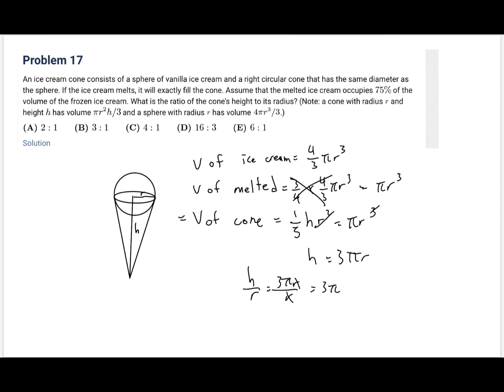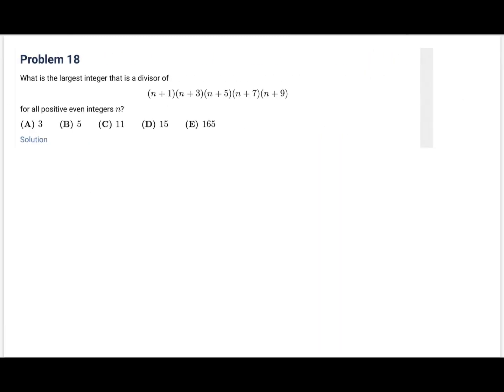Sorry, I forgot to put the pi in the volume of the cone here. So it's 1/3 pi h r squared because the bottom will be a pi r squared, right? So pi h equals 3 pi r. So h is 3r. So there wouldn't be a pi in it. So r cancels, and so the answer is 3. So it's B.